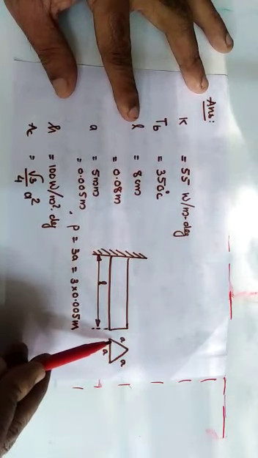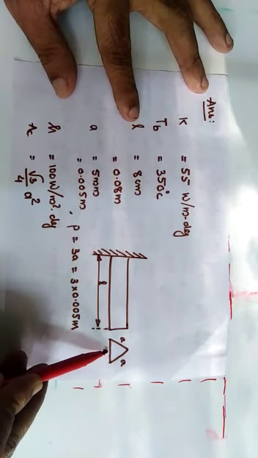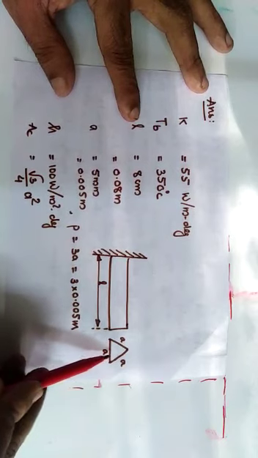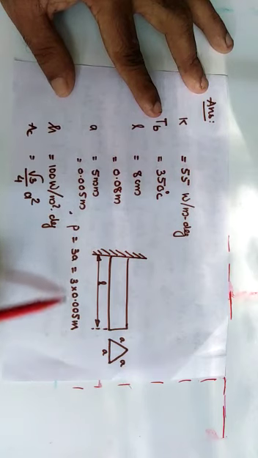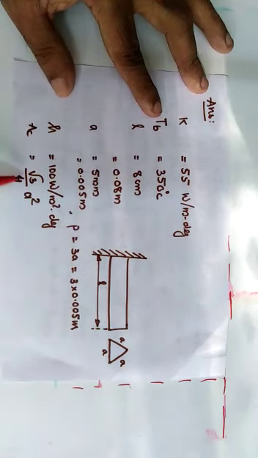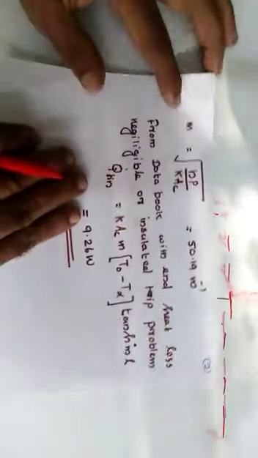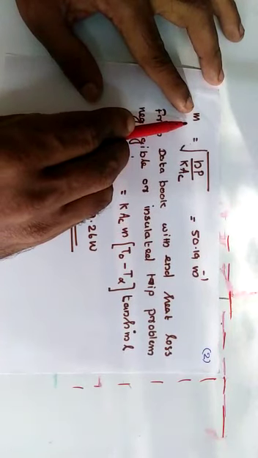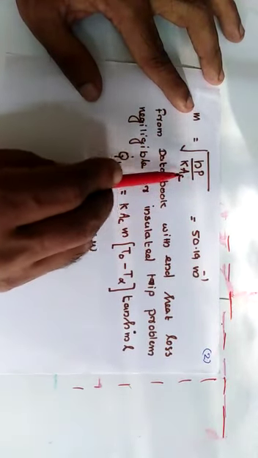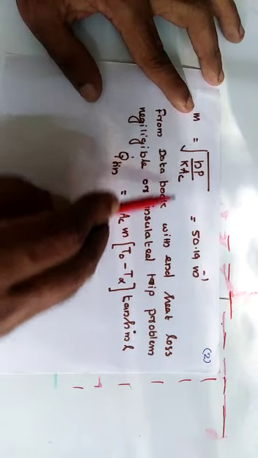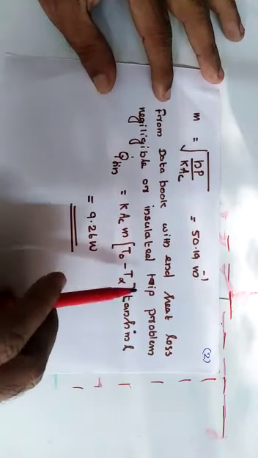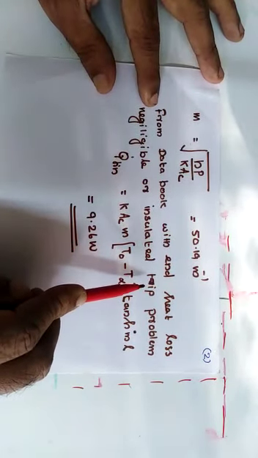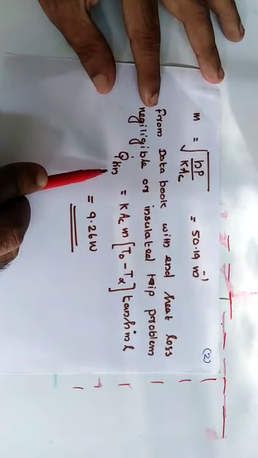So if one side of the cross section is given, you can calculate the cross sectional area as well as the perimeter. In the case of an equilateral triangle P equal to 3a, then the cross sectional area equal to root 3 by 4 a square. So all the data is given. You can calculate the fin coefficient m equal to square root of hP divided by k into Ac, which works out to be 50.19 meter inverse.